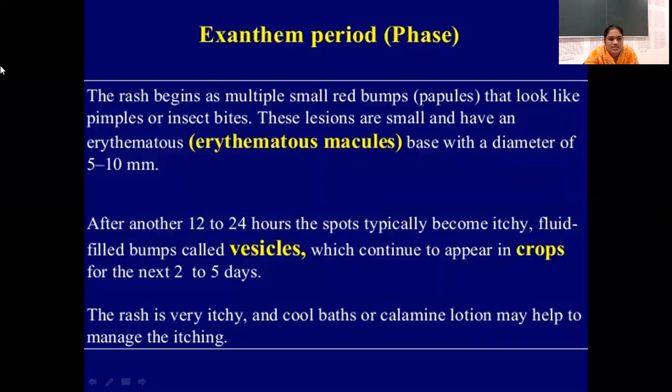The rash begins as small red bumps like papules that look like pimples or insect bites. The lesions are small and have an erythematous base with a diameter of 5 to 10 mm. After another 12 to 24 hours, the spots typically become itchy, fluid-filled vesicles, which continue to appear in crops for the next 2 to 5 days. The rash is very itchy, and cold baths or calamine lotion may help in managing the itching.